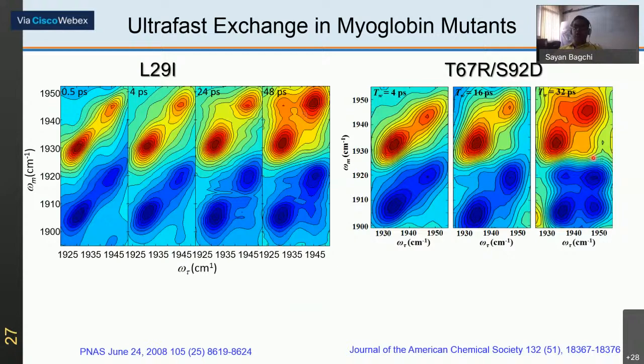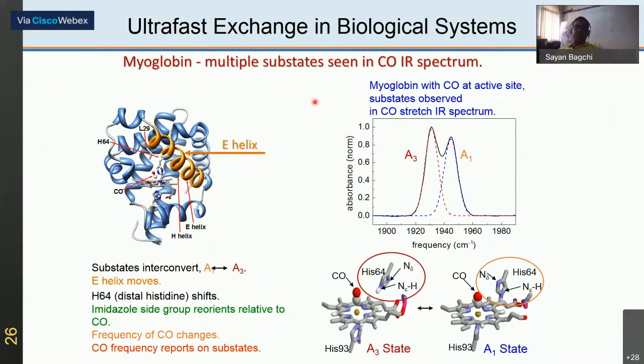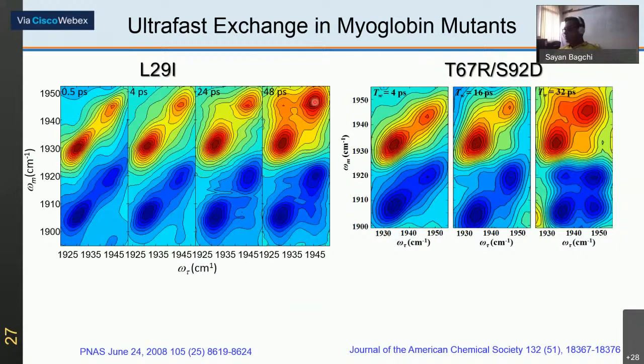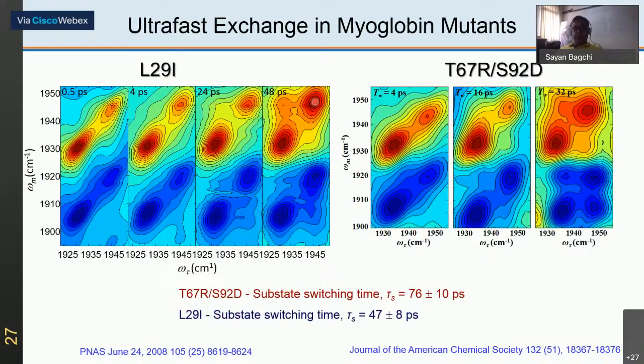This tells you that this helix motion I was talking about is actually happening on a faster time scale. So in the double mutant, if you fit it to a kinetic model, the switching time we get directly from the experiment, the motion of a particular alpha helix segment in a big protein, is happening at 76 picoseconds. That is exactly what I was saying. When we talk about these slow protein processes, there might be processes happening much faster, which are fundamental to the final enzymatic activity of this protein. And for the single mutant, this happens in, let's say, 47 picoseconds.